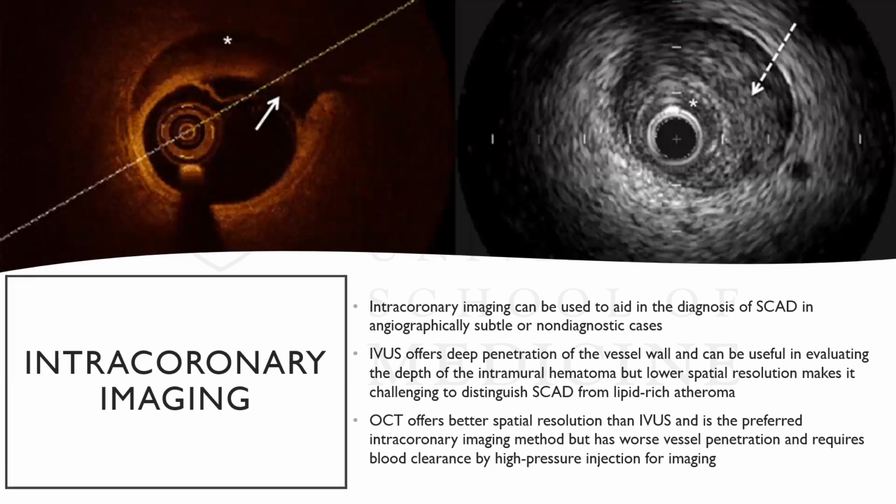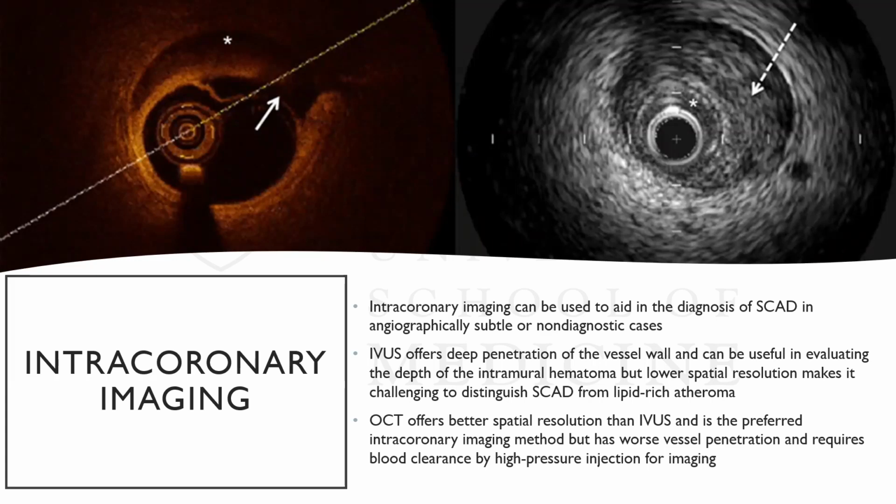Here in the left image, top left, is OCT showing intimal dissection with the solid arrow and intramural hematoma with the asterisk. And image B is IVUS. It shows intramural hematoma with the dotted arrow, compressing the true lumen, which you see with the asterisk.